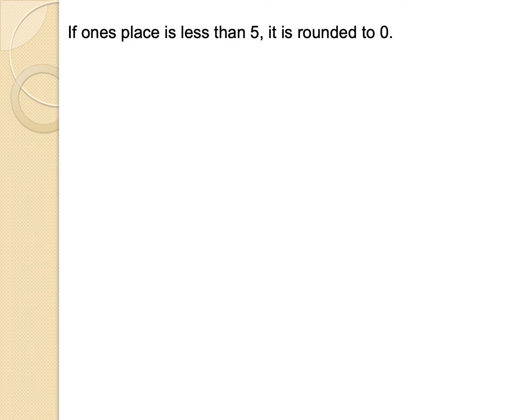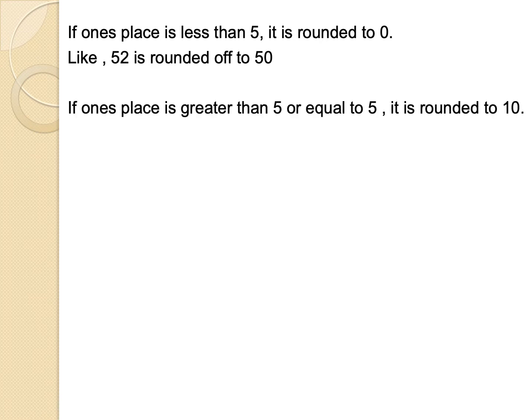If ones place is less than 5, it is rounded to 0. Like 52 is rounded to 50 because in ones place we have 2 and it is less than 5, so it is rounded to 0. So 52 is rounded off to 50.